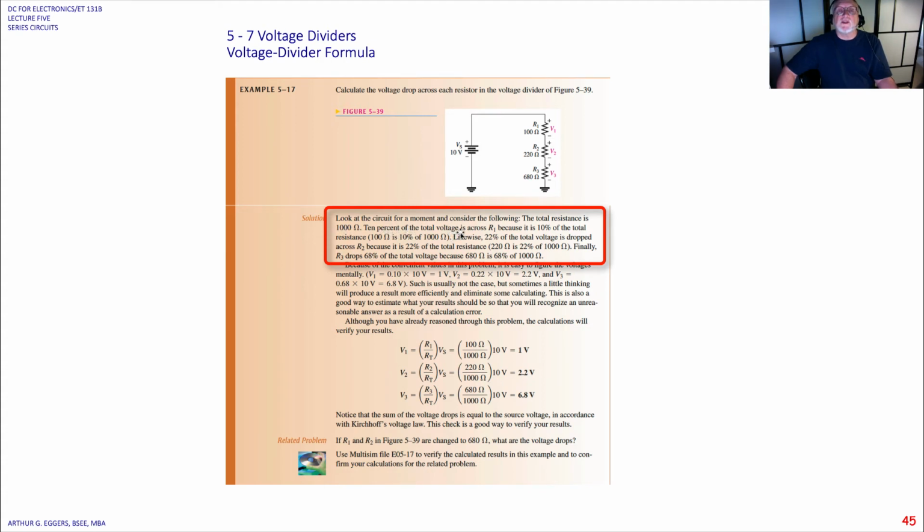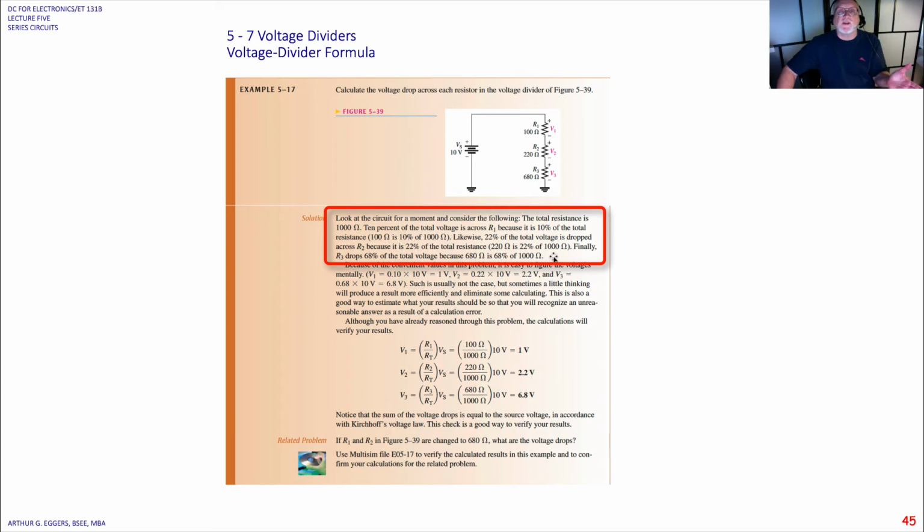10% of the voltage is across R1. Okay, why do we know that? Well, 1,000 ohms total, 100 ohms here, because 10% of the total resistance, 100 ohms, is 10% of 1,000. Likewise, 22% of the total voltage is dropped across R2, because 220 ohms is 22% of 1,000. And finally, using the same logic, R3 drops 68% of the total voltage because 680 ohms is 68%.